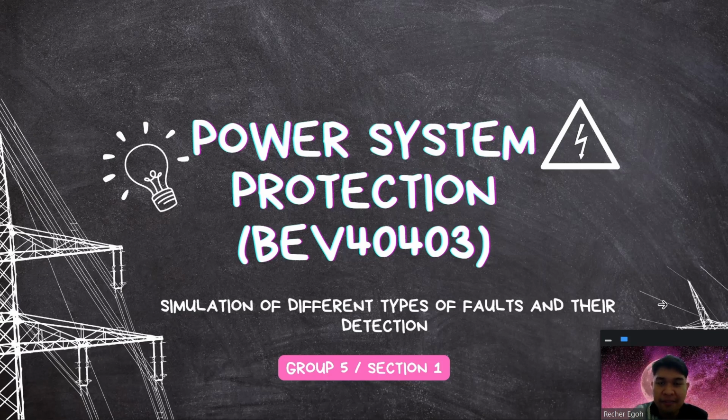Hello, my name is Repai, DE200117. So I'm going to present to you our project title, which is the simulation of different types of faults and their detection for power system protection. We are from Group 5, Section 1.